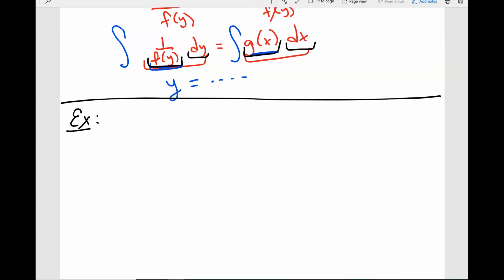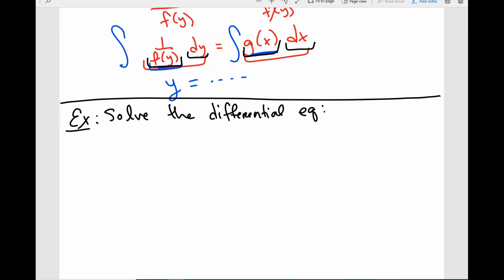Okay, so what we want to do is solve the differential equation. Here is what we have: dy over dx is equal to x squared over y squared. The whole point of this is that I know what the derivative is, but now I want to figure out what exactly is the original function.